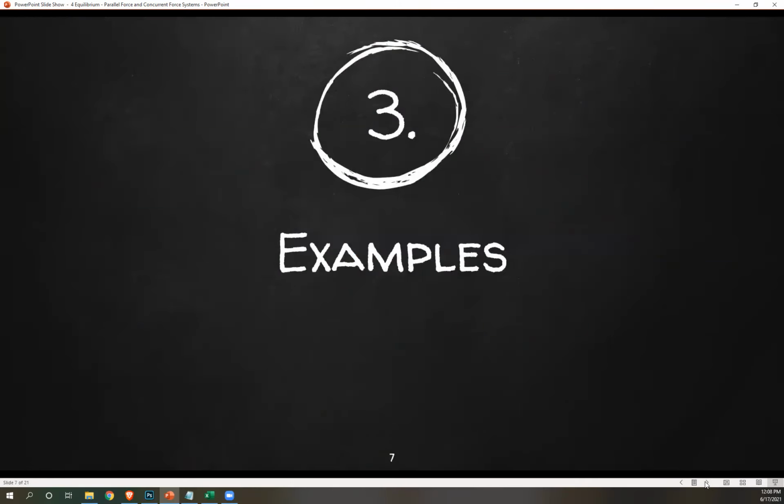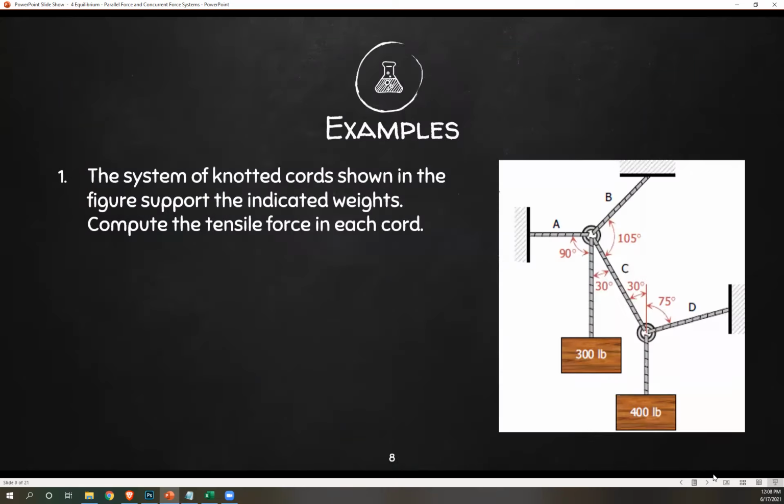Okay. So let's have a few examples for us to better understand the concept of equilibrium. Let's start with number 1. And as usual, I'm going to solve this on my own, and you just have to listen. No recitation for now. Number 1: the system of knotted cords shown in the figure supports indicated weights. Compute the tensile force in each cord.